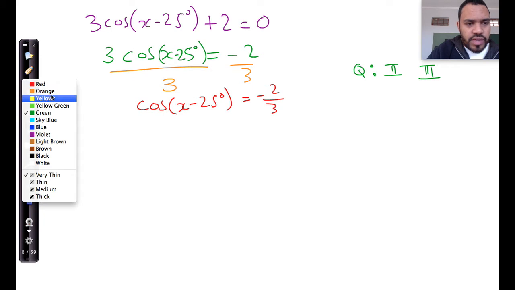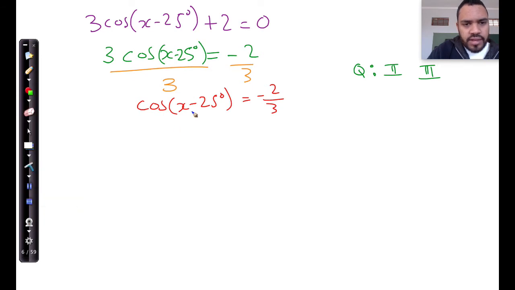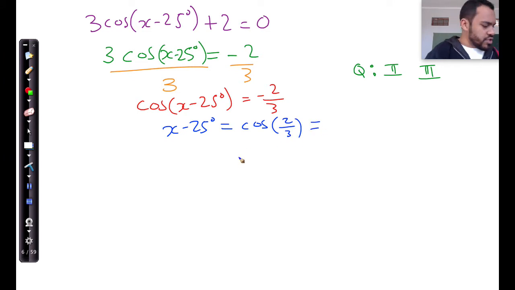So how do I do that? I'm going to say that x minus 25 degrees is equal to second function cos, and I just need to use the positive version of this, and then I get what the reference angle should be. So let's do that on a calculator. We type in second function, which is the shift button in the corner, of cos of 2 over 3. That's what you want to type in. Press the equal sign.